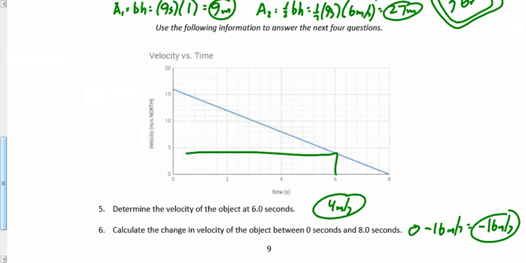Question 7, I'm not going to flip the page because I want to see the graph there. Question 7 says, what's the acceleration of the object? The acceleration can be found by the slope, it's fine, or it can be found by delta V over delta T. Just found delta V, it's negative 16. And the time interval here is 8 seconds. Nice easy math here, negative 2.0 meters per second squared.